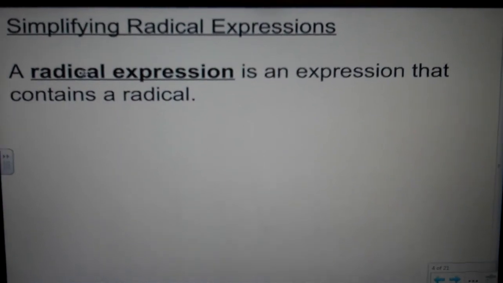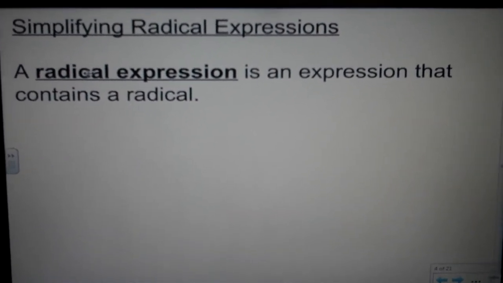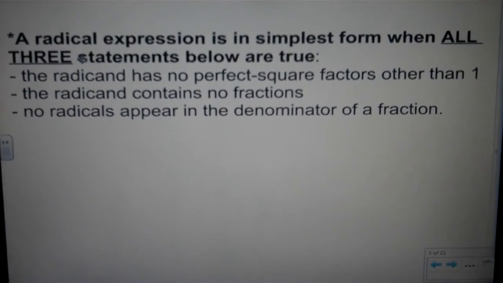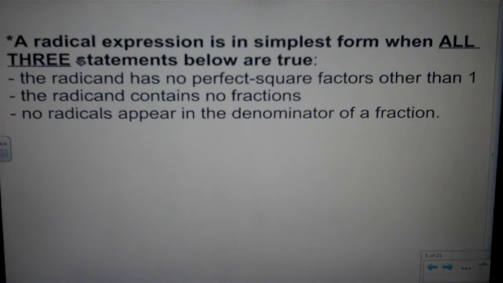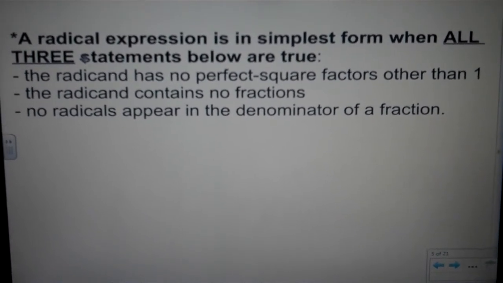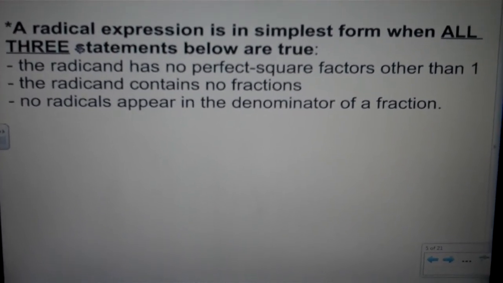Alright, a radical expression is an expression that contains a radical. These are like square roots. A radical expression is in simplest form if all three statements below are true. The radicand has no perfect square factors other than 1. The radicand contains no fractions, and no radicals can appear in the denominator of a fraction.